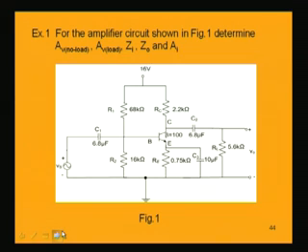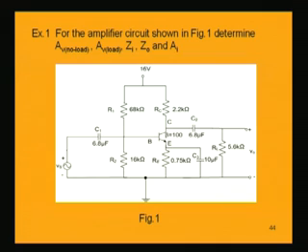First of all, we will recall our analysis for the mid frequency region, that is, when the capacitive effects are not there. Let us take such an example for a common emitter amplifier. In this figure is a common emitter amplifier where you have to find the voltage gain at no load and also the voltage gain at load, and the input and output impedance and current gain.